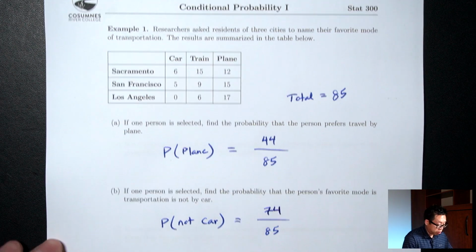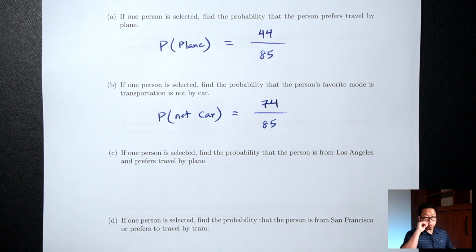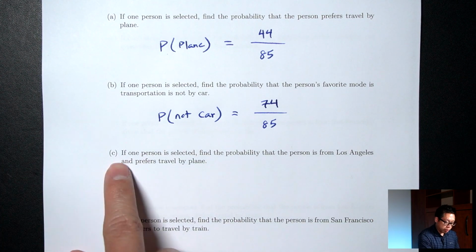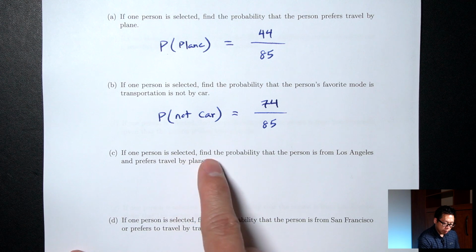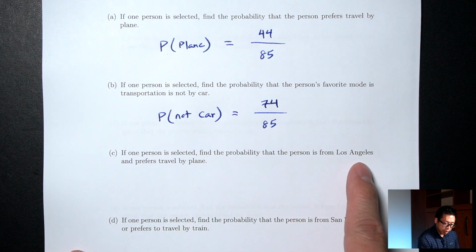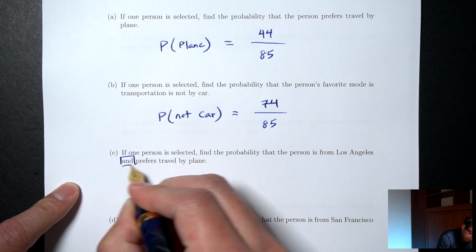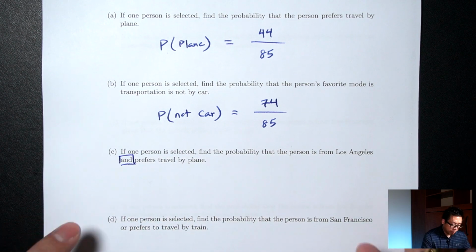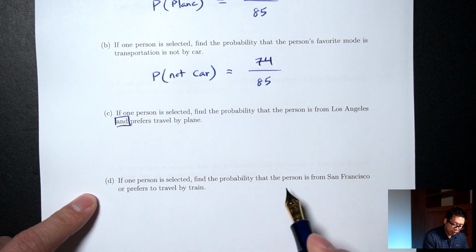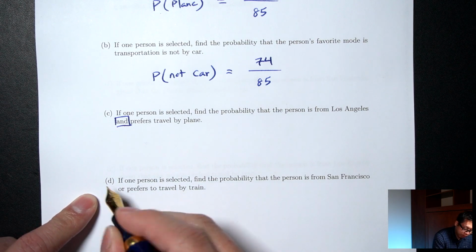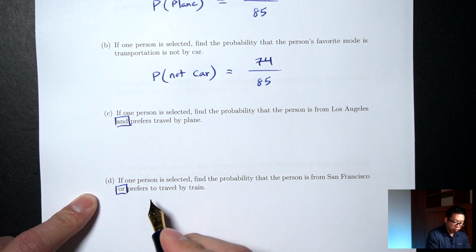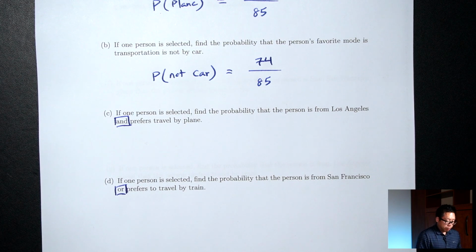Now, the next two parts involve some keywords that I want you to pay attention to. Part C says, if one person is selected, find a probability that the person is from Los Angeles and prefers travel by plane. Part D says, find a probability that the person is from San Francisco or prefers travel by train. So in probability, the word "and" and the word "or" mean something very specific. So pay attention to those words if you see them.